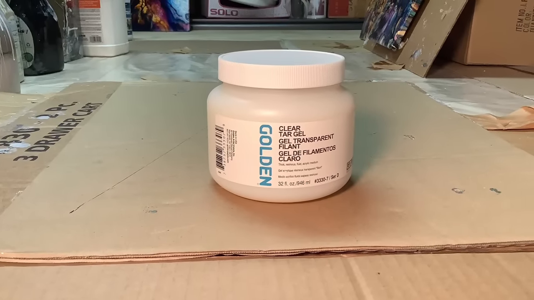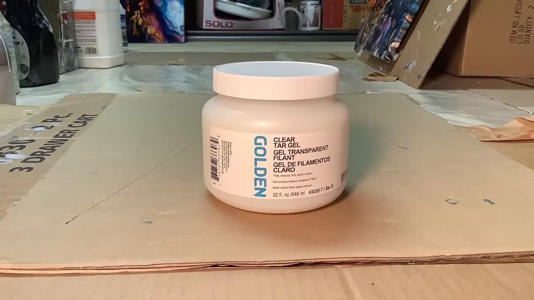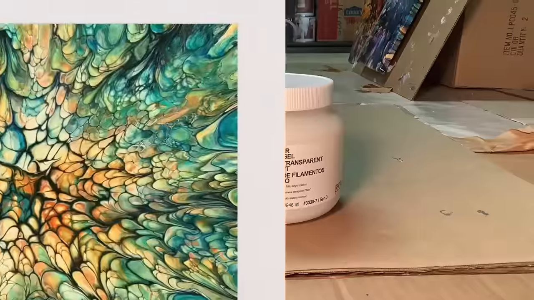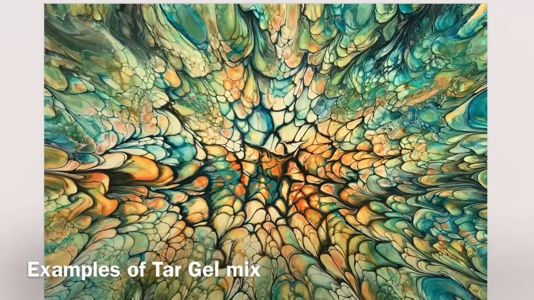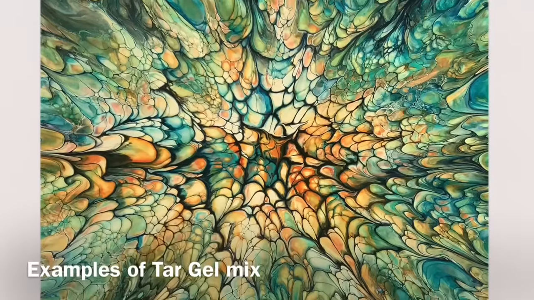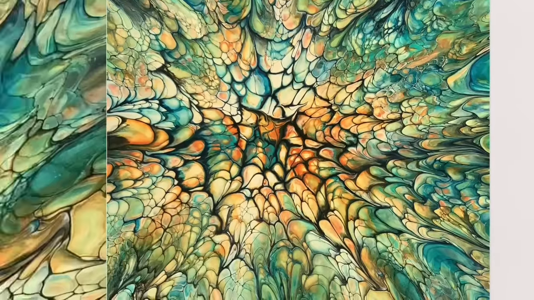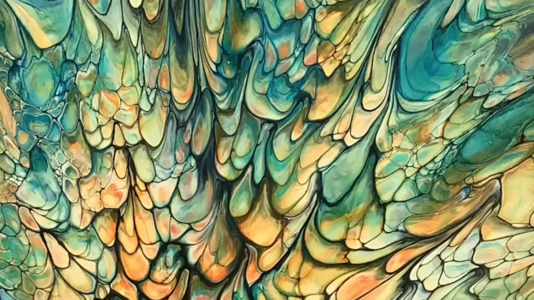The next surprise was Golden Tar Gel. Again, it's a complex medium designed to allow paint to stretch, which sounds absolutely ideal on the face of it. However, it's very syrupy and takes a lot of watered-down Floetrol to get it to a workable thinner consistency. So it took a lot of experimentation to get it up to speed.